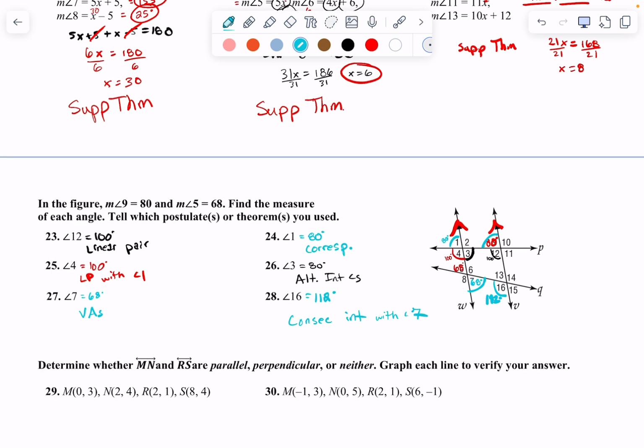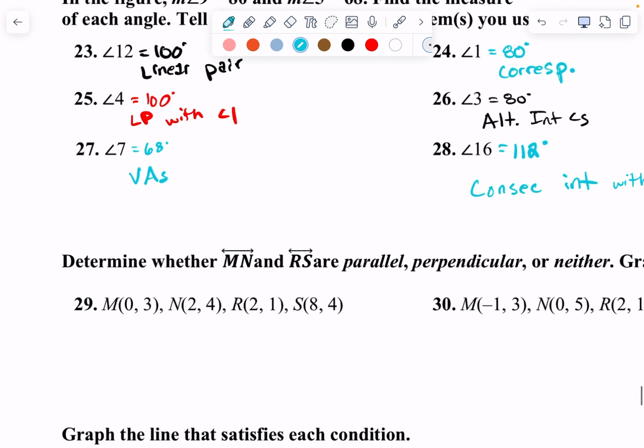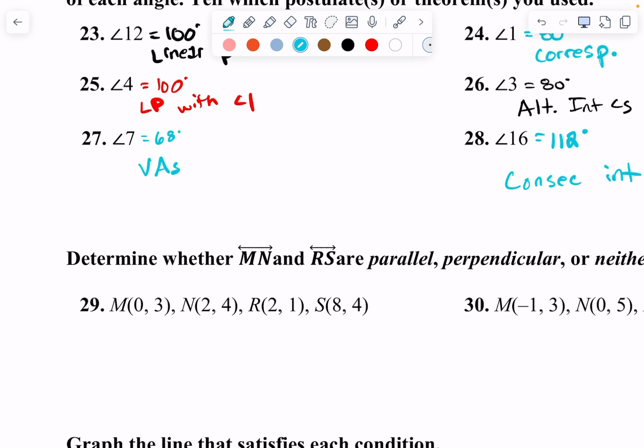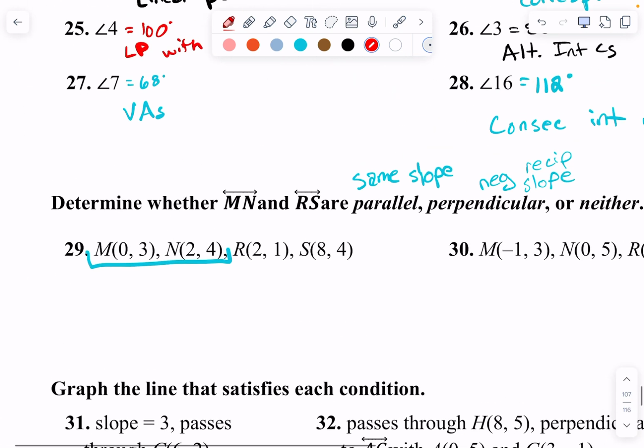Good? Beautiful? All right, I will do one of these with you and you do the other one by yourself. They want parallel, perpendicular, and neither. Let's talk about it. Parallel lines have the same slope. You're right. You didn't know what I was asking, though. That's fine. Perpendicular lines have the negative reciprocal slope. Okay, so MN go together, these two go together, and then RS go together.